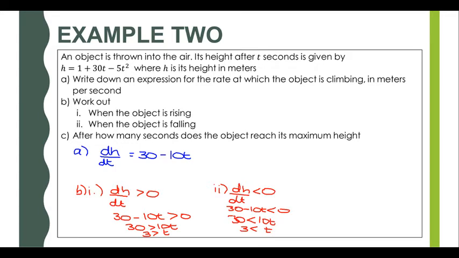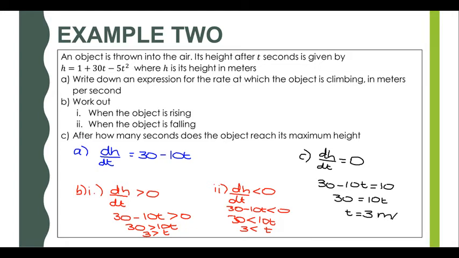For part C, we're asked about its maximum height. Its maximum height is at a stationary point, so when dh over dt is equal to 0, which gives us 30 minus 10t is equal to 0. 30 is equal to 10t, and t is equal to 3.